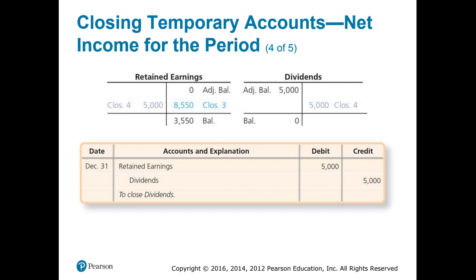So we have our retained earnings account here. We're going to debit that $5,000. We're going to credit the dividends account by $5,000. So now our new balance in retained earnings is $3,550 and dividends is zeroed out. We have closed that account out. We're going to make a journal entry for that: debit retained earnings, credit dividends to close dividends. And then we've got the $5,000 debit and the $5,000 credit.